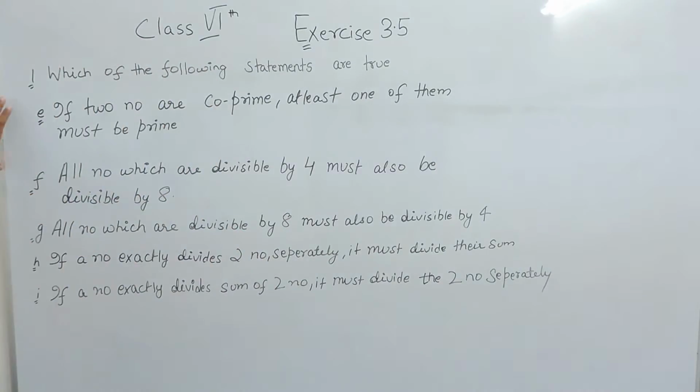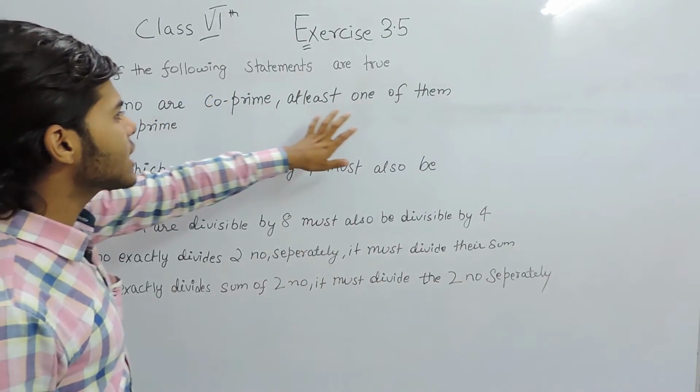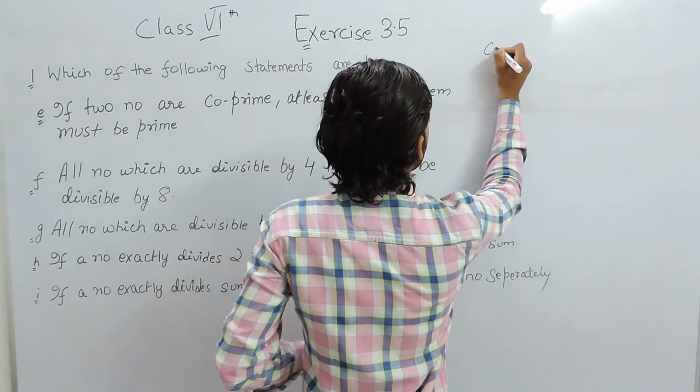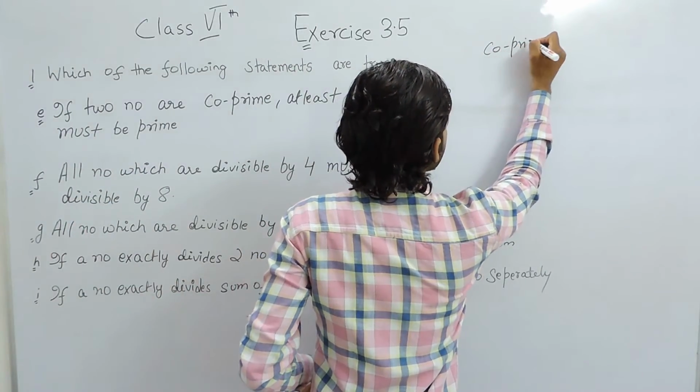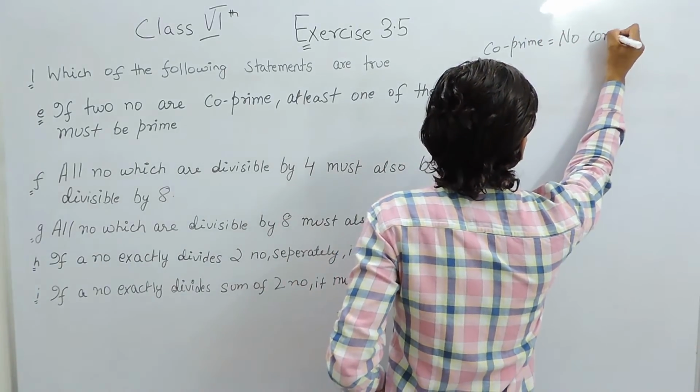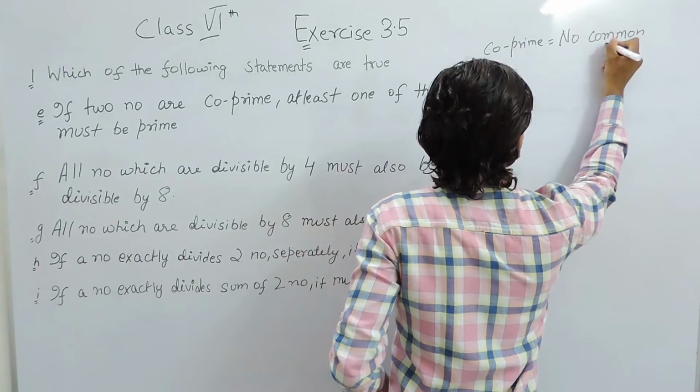Hello students, now we'll solve the remaining parts of question number 1, and the first part says if two numbers are co-prime, at least one of them must be prime. So let me tell you first of all what are co-prime numbers. Co-prime numbers are those numbers which have no common factor.